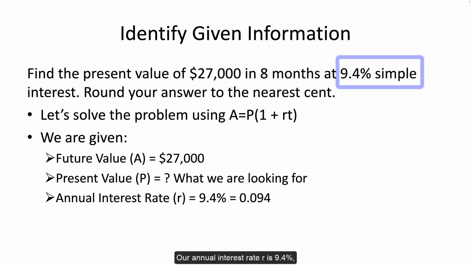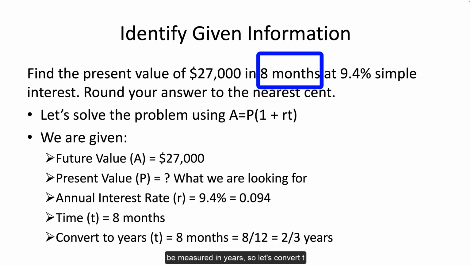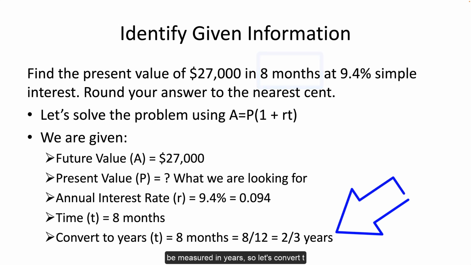Our annual interest rate R is 9.4%, which will convert to a decimal 0.094. Our time T is 8 months. However, in the simple interest formula, T needs to be measured in years, so let's convert T to years. We'll take our 8 months, divide it by 12 since there are 12 months in a year, and we get 2/3 of a year.